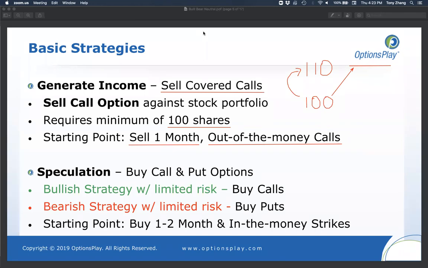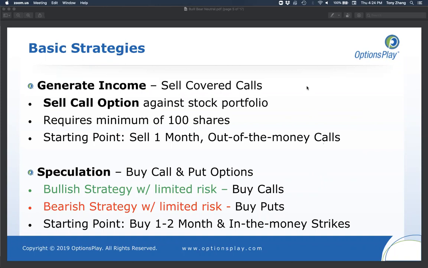That's what selling a covered call effectively does: you're placing an order to sell your stock at a higher price sometime in the future. Conversely, if you are using options to speculate, this is really where you have a bullish or bearish view on an underlying stock. So we can actually take that same example.